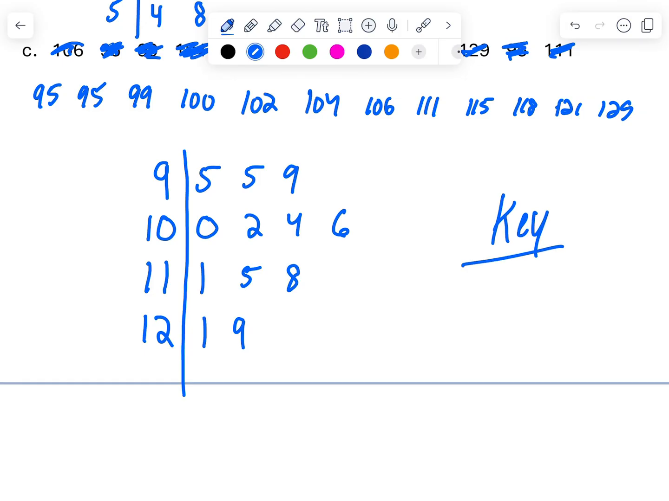To tell the reader how to read this, I'm going to choose not the first row because that seems pretty basic here, but I'm going to do just a random number here. So 11-5 equals 115. And that just ensures the reader knows what they're looking at here.